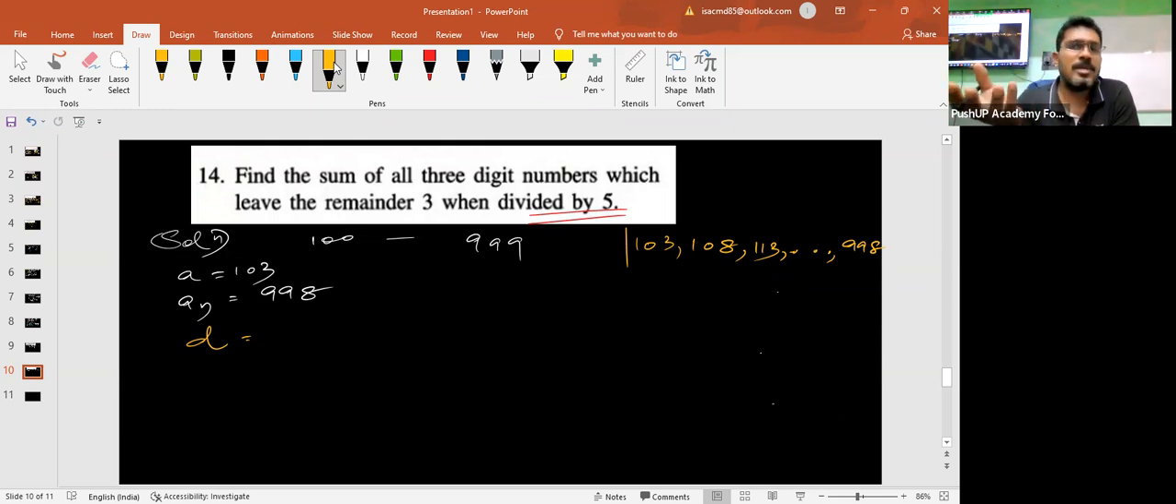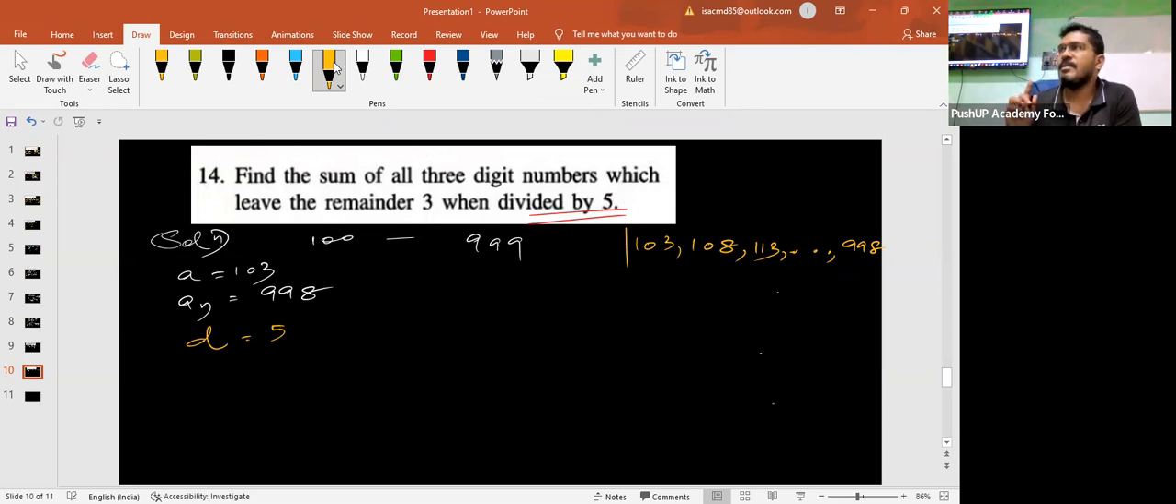You take any three-digit number in the sequence, and every other number is going to leave a remainder 3. 108: 5 into 21 is 105, leaving a remainder 3. 113 divided by 5: 5 into 22 is 110, leaving a remainder 3. Isn't it? And it goes on like that. 5 into 199 is 995, so 998 will leave a remainder 3. Is there any doubt? Please ask. No doubt, Sean? Okay. So the common difference remains 5.